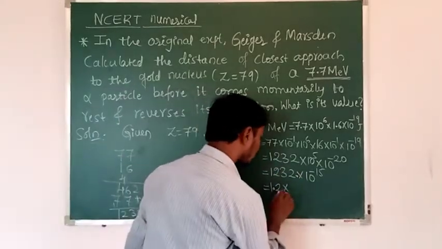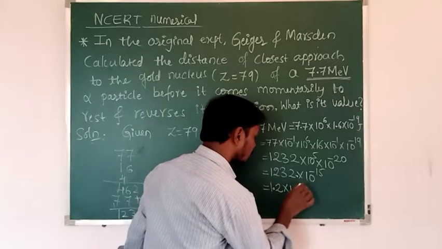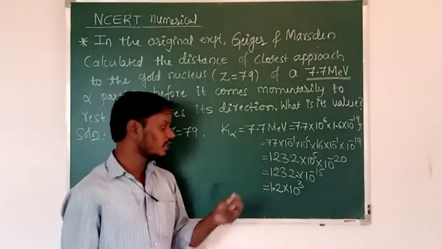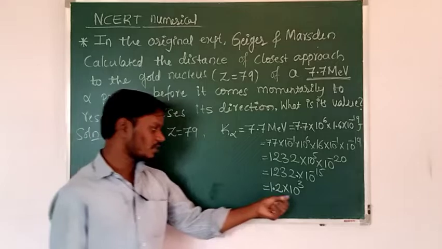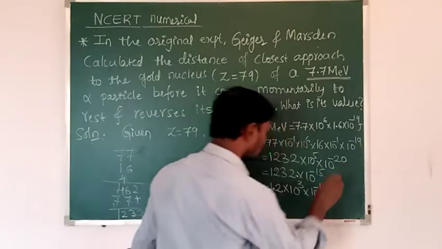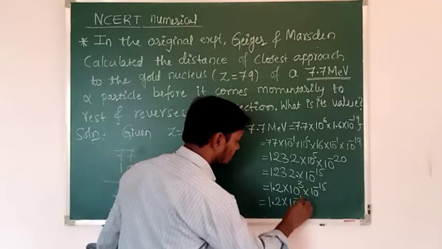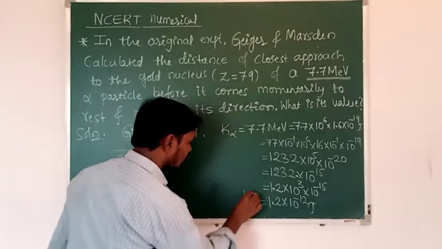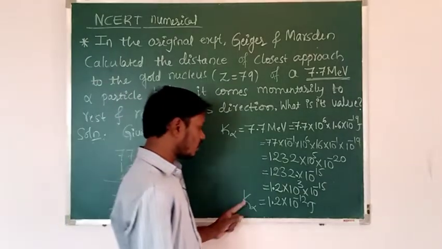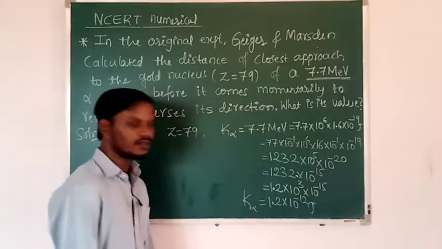Then 1.2 into 10 to the power of plus 3. After how many digits are we going to displace the decimal point here? After 3 digits. In which direction? Left direction. That is why 10 to the power of plus 3. Into 10 to the power of minus 15. Then 1.2 into 10 to the power of minus 12 joule. Then this is the kinetic energy of the alpha particle. In terms of joule, what is the kinetic energy of the alpha particle? That is 1.2 into 10 to the power of minus 12 joule.